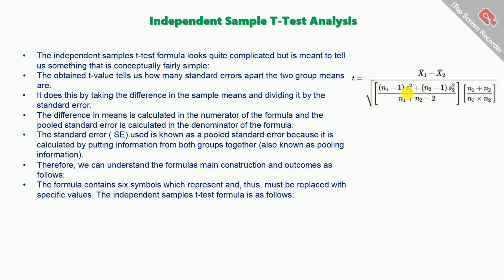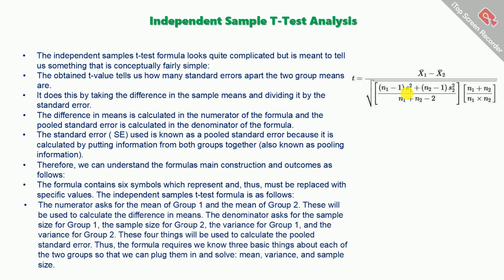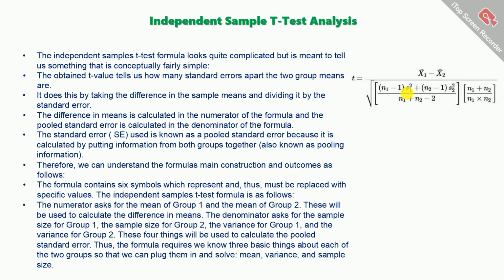The formula contains 6 symbols which represent values and thus must be replaced with specific values. The independent sample t-test formula is as you see here. The numerator asks for the mean of group 1 and the mean of group 2. These will be used to calculate the difference in means. The denominator asks for the sample size of group 1 and sample size of group 2, and the variance of group 1 and the variance of group 2.